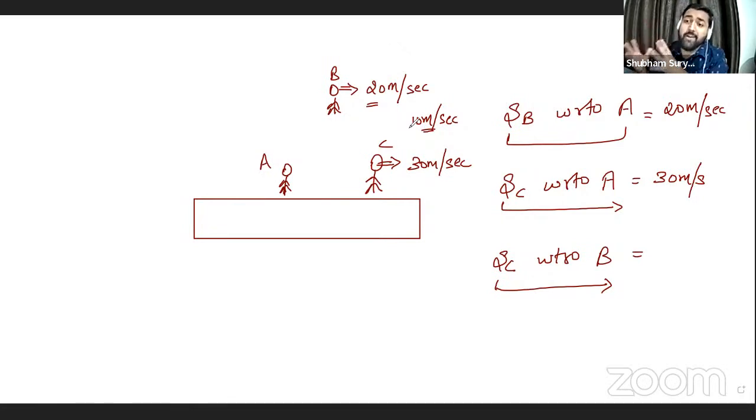will appear to be moving at 70 kilometers per hour to the person who is standing on the ground. But to you, who is already moving at a certain speed, let's say 60 kilometers per hour, to you the vehicle will not appear to be moving at 70 kilometers per hour. It will appear to be moving at 10 kilometers per hour only.